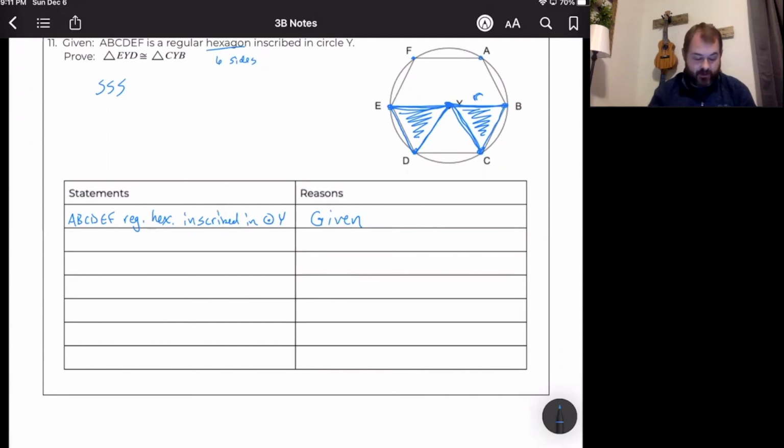Well, I can just start pairing up matching sides. EY and CY have to be congruent. EY is congruent to CY because they're a radius. So that's definition of radius. Okay, EY to CY. And the same thing for DY and BY. DY has to be congruent to BY for the same reason, definition of a radius. Okay?